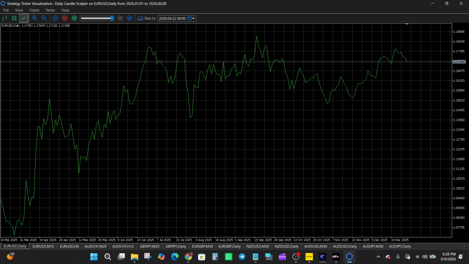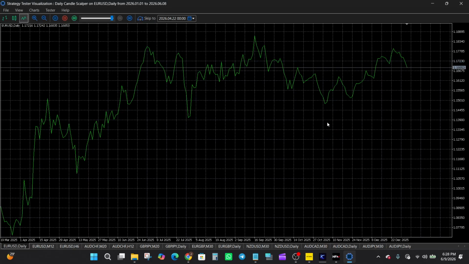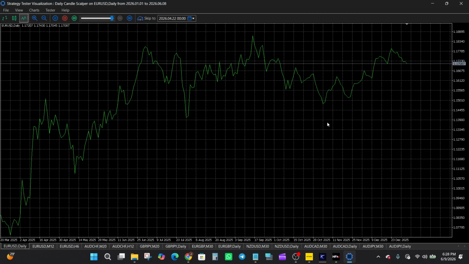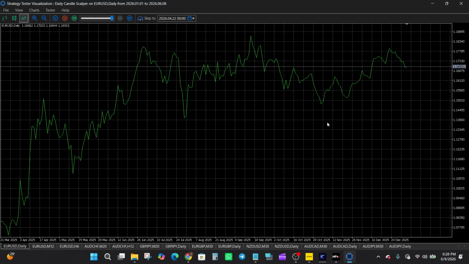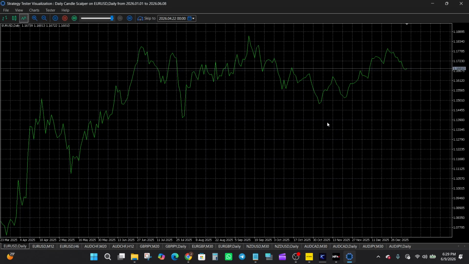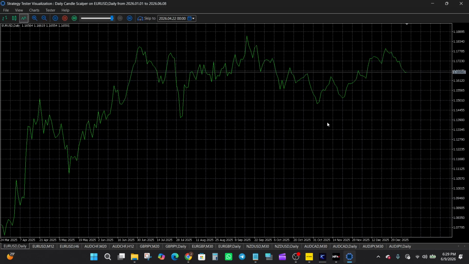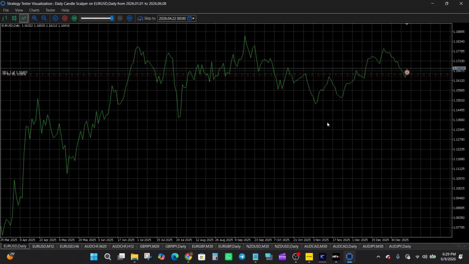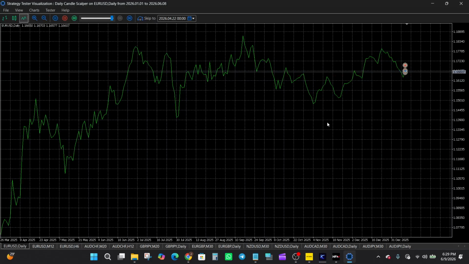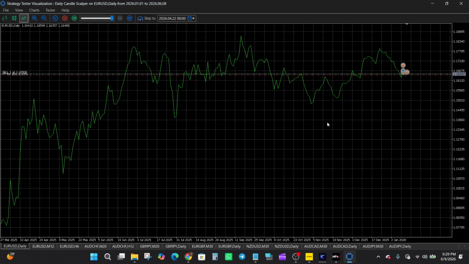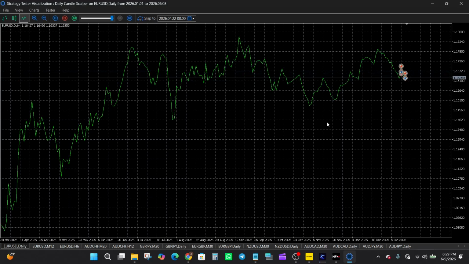So this is the Daily Candle Scalper EA in action. It just looks simple on the chart as it looks for opportunities in the market. It doesn't seem like an aggressive EA to accumulate a lot of trades at a time, and no wonder it was recommended to be used on the daily time frame, even though it's a scalper that works on the daily time frame.